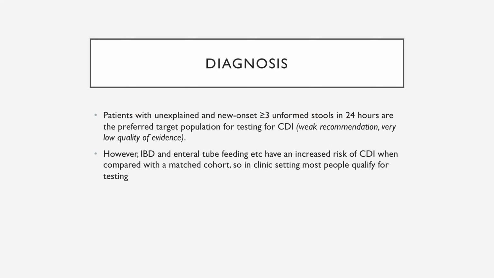All right, so diagnosing C. diff infections. You're looking at a patient with unexplained, new onset, more than 3 unformed stools within 24 hours. That's your classic patient. The trick there is unexplained. A lot of times you can use other factors to explain why someone's having diarrhea. For instance, they have a history of IBD. Maybe they've been started on tube feeds. Maybe that's why they're having more than 3 unformed stools.